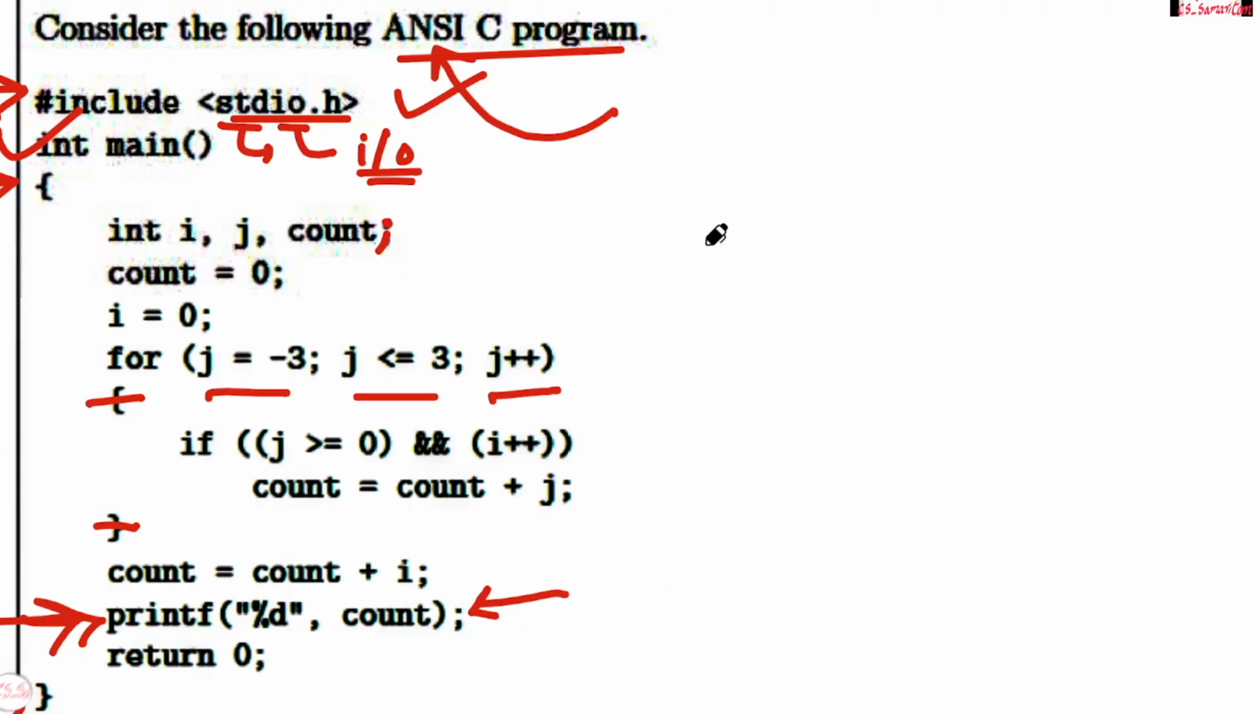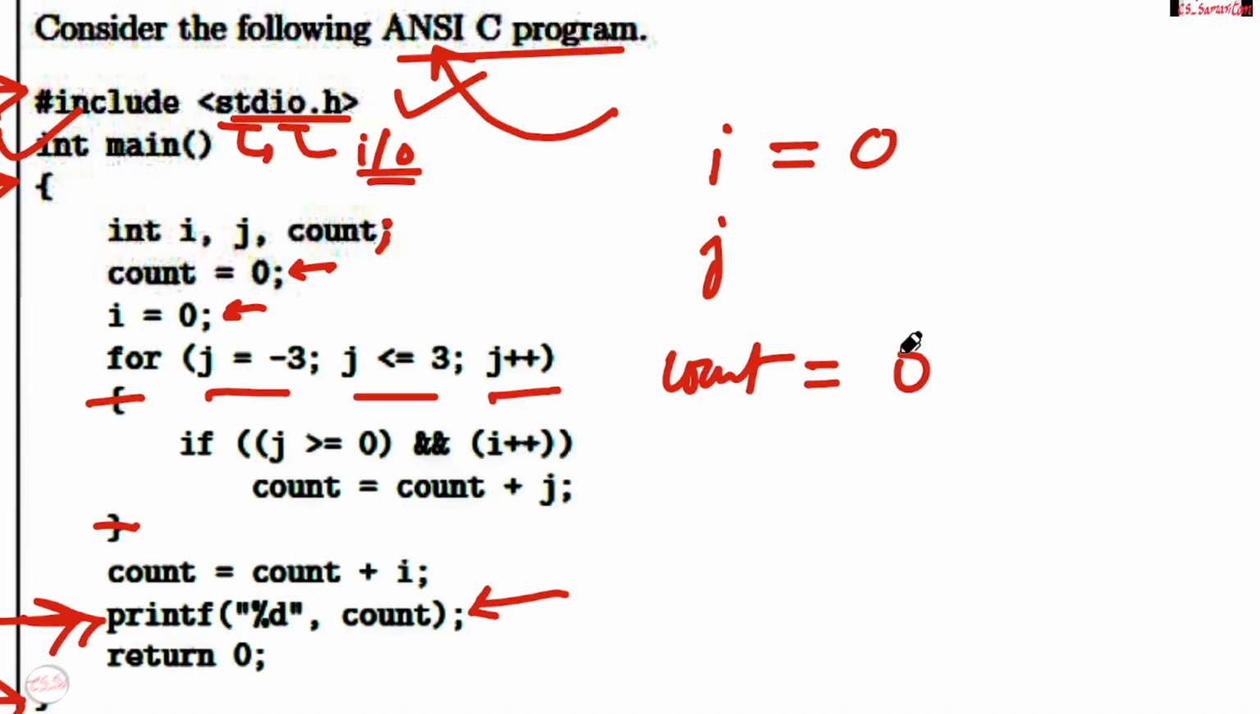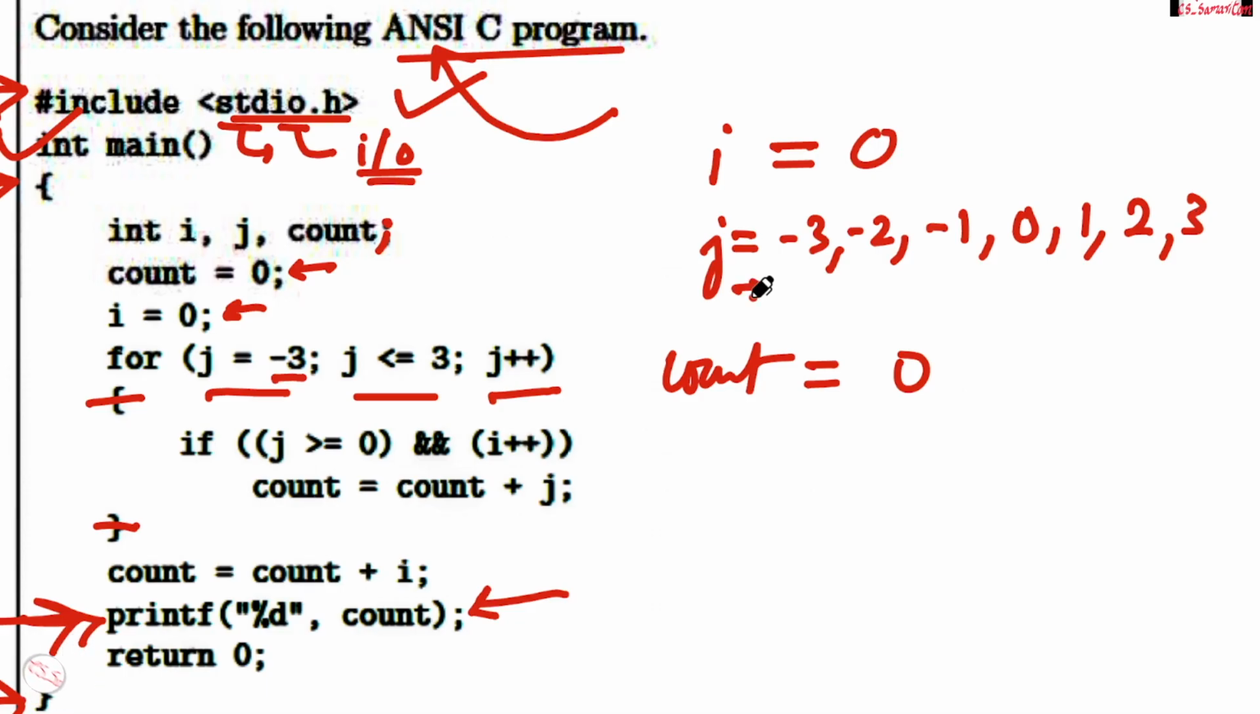We have i, j, and count. I has been given the value of 0. j has been given the value of -3 and is going to go till 3. So let's write it down: -3, -2, -1, 0, 1, 2, 3, and it is going to go in this direction from left to right.